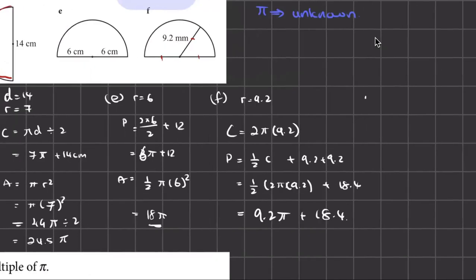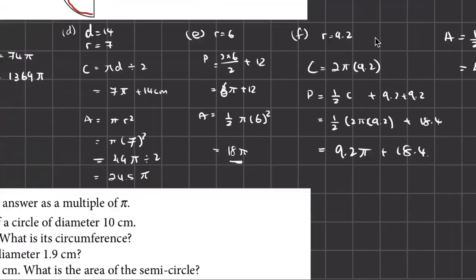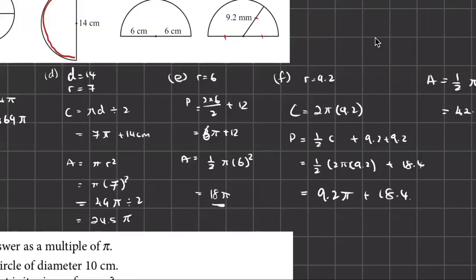And then now we need to find area. Area is equal to half pi r squared. 9.2 times 9.2 times half. 42.32 pi. Okay, that's all until F.